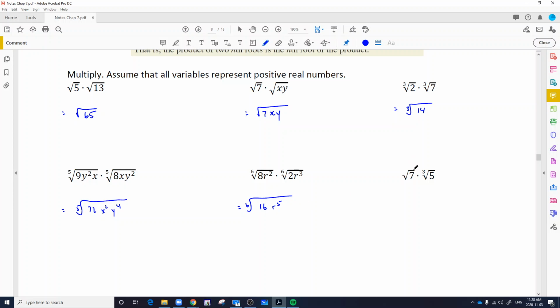And then lastly, this is just the one to trick you. So this one's a square root times a cubed root, so you cannot multiply them together, as they have different index values.